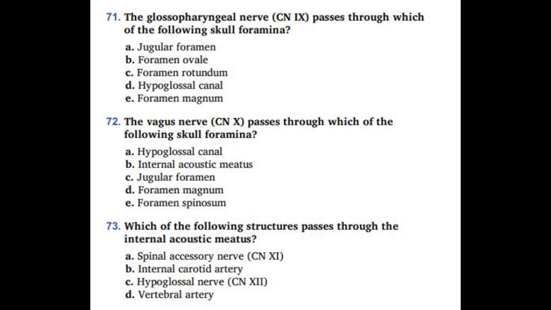And the last question is, which of the following structures passes through the internal acoustic meatus? So we said there are two of them, the facial nerve, nerve number 7, and nerve number 8, which is the vestibulocochlear nerve. So that will be option E, which is facial nerve. So that's all for now.